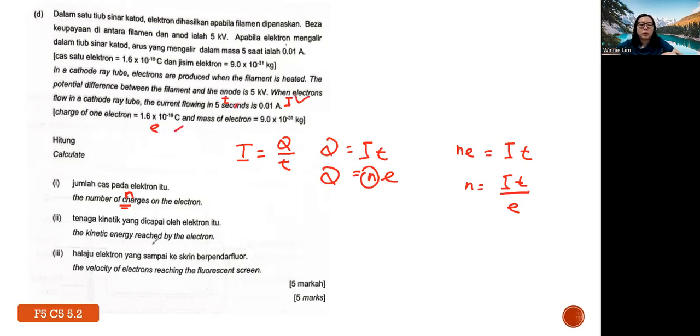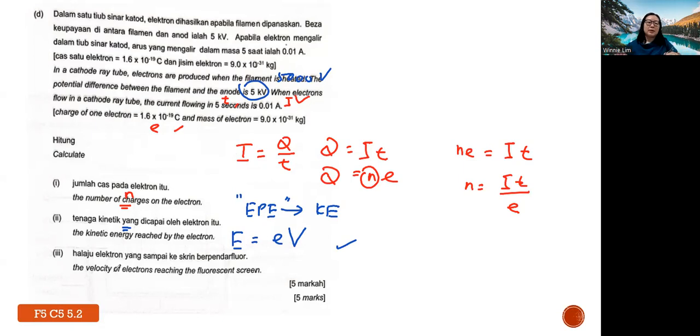Then for part 2, they want you to calculate the kinetic energy. In this statement, they didn't give you the speed of the electron, but you should have the idea of what causes the electron to accelerate, which is the EHT, the extra high tension power. Therefore, this electrical potential energy is converted to kinetic energy. The formula for electrical potential energy is eV. So you can calculate the energy as eV, where e is the charge of the electron and the voltage is 5000 volts. Then you substitute and you can get this.